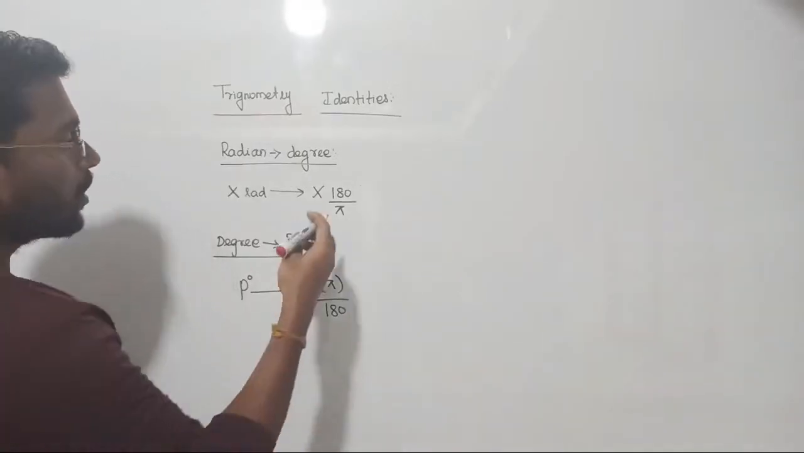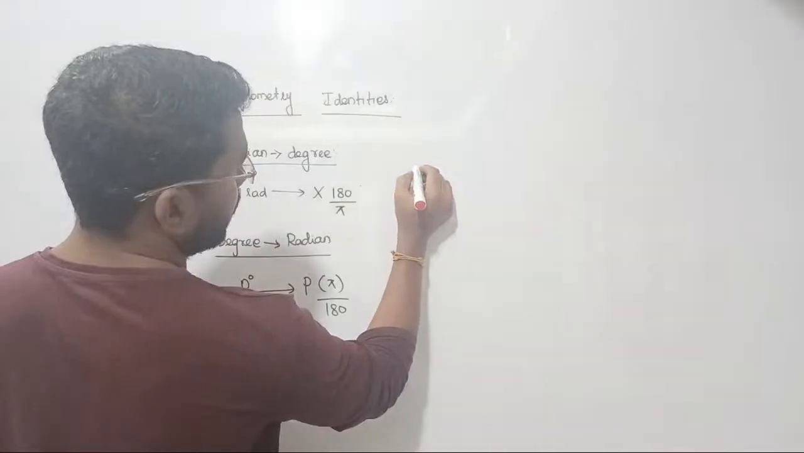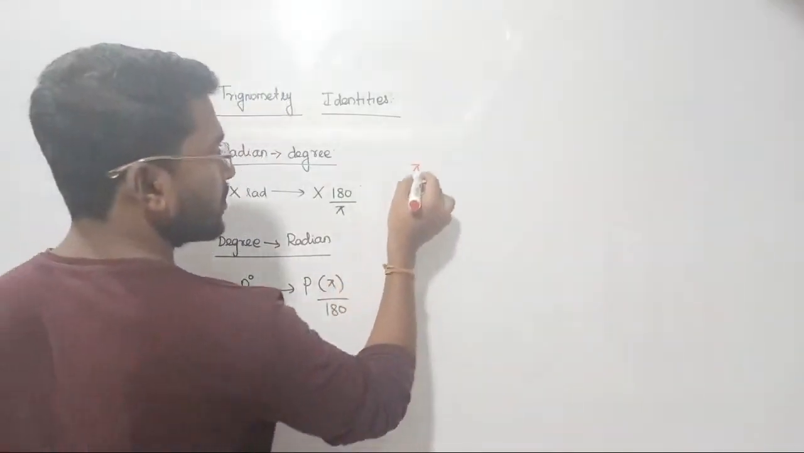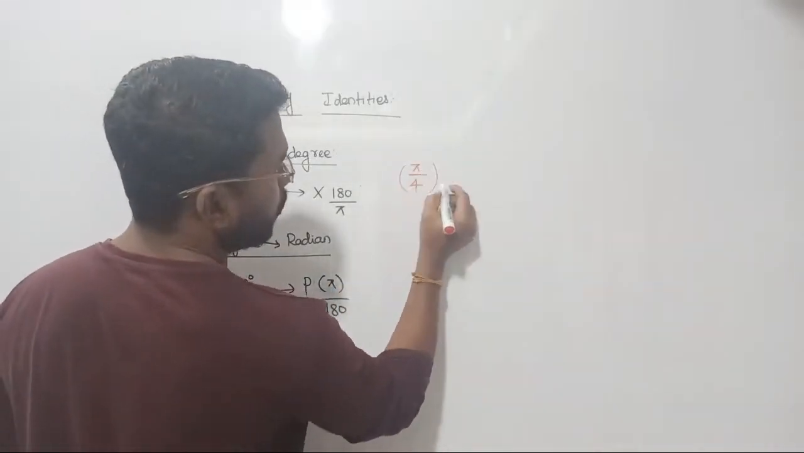So for an example, I have a variable, right? So I'm having a variable called pi by 4, right? Now this is in radian, right? So pi by 4 radian.